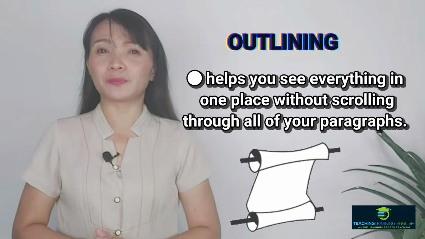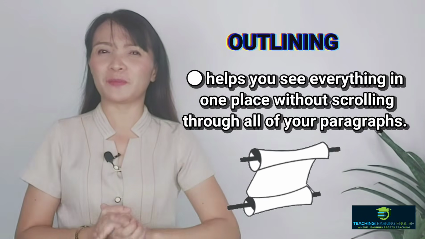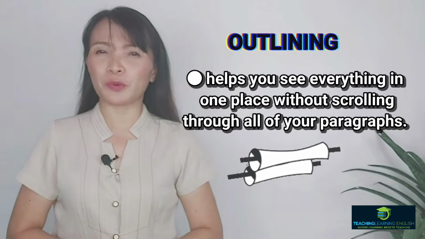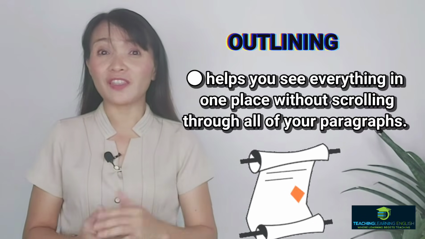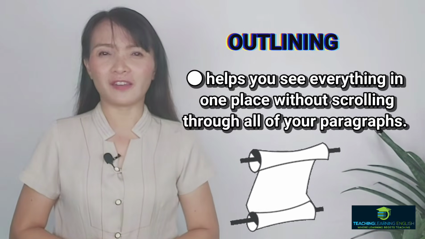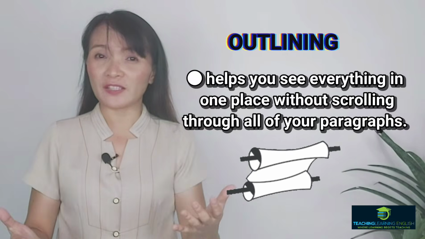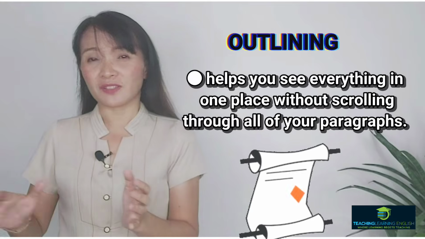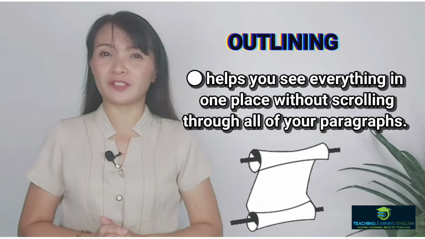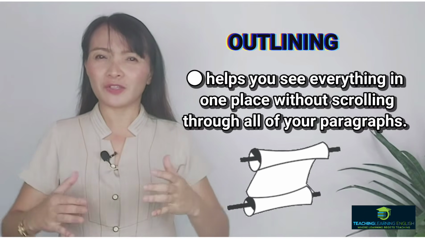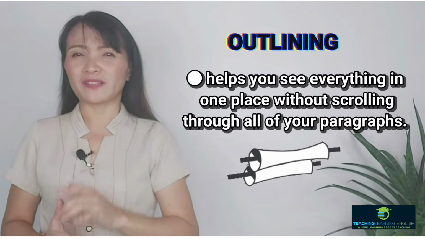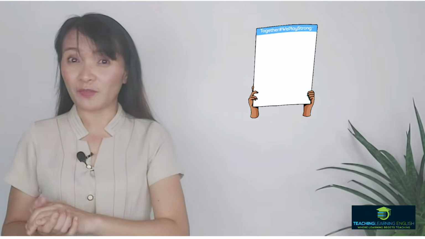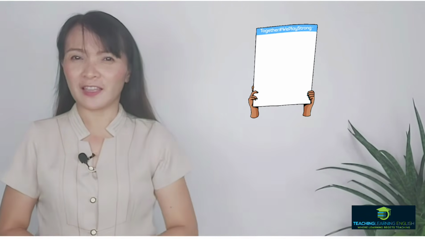An outline helps you see everything in one place without scrolling through all of your paragraphs. This gives you a good idea of how well your essay or your speech flows together and whether it transitions nicely, which in turn makes it easy to put it all together. Once the outline is done, all you have to do is fill in the gaps.